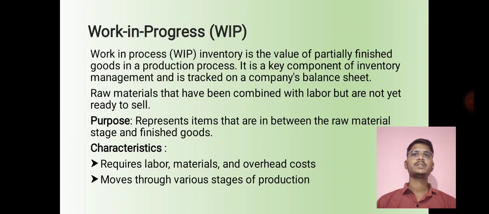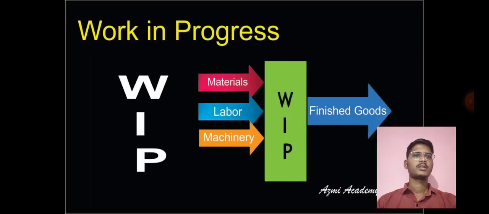The characteristics of work in progress. It requires labor, materials and overhead cost, and moves through various stages of production. Work in progress requires material, labor and machinery to create or finalize the product.